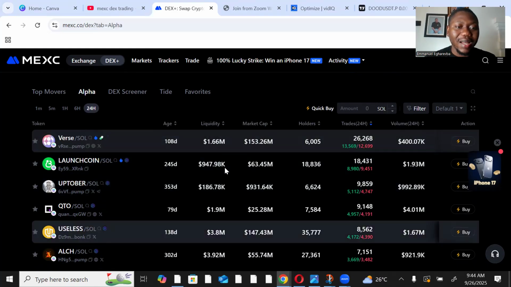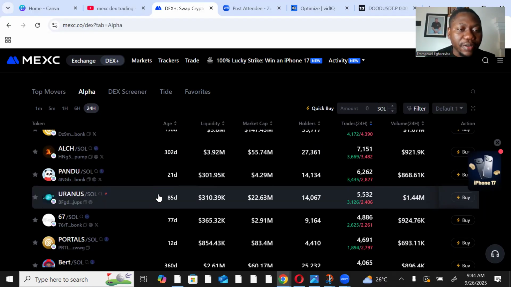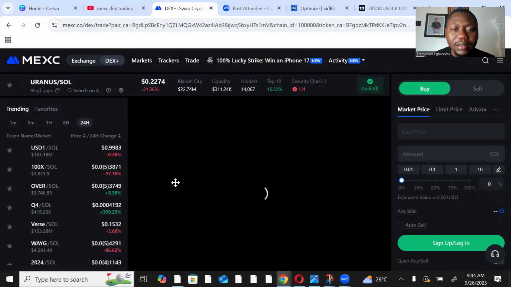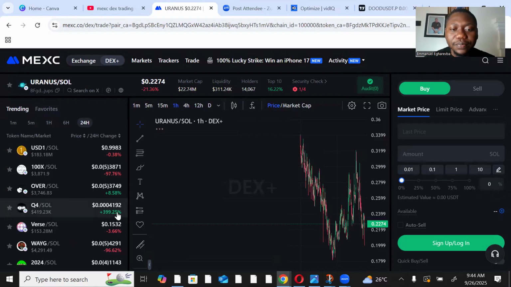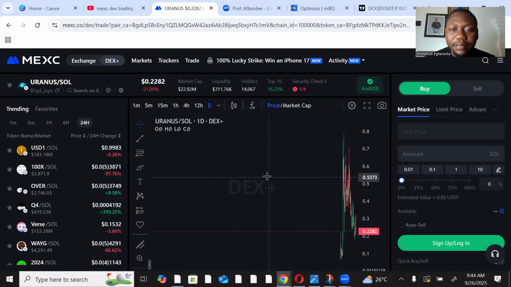So we want to analyze this pair using simple basic technical analysis to know the direction of the market, if you ought to be buying or selling. Now, let's use Uranus Solana as a case study for this. I'm going to just tap on this right now, and it's going to bring us right here. So I'm going to put this on the daily time frame.